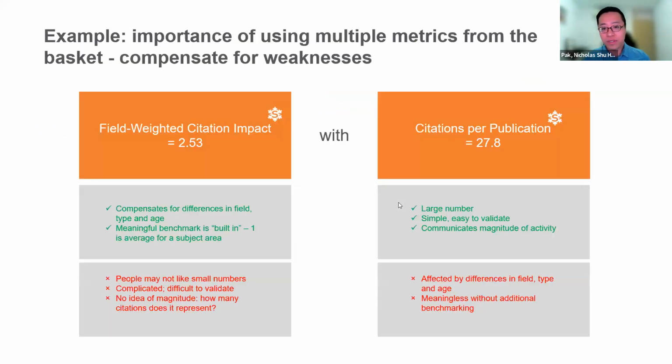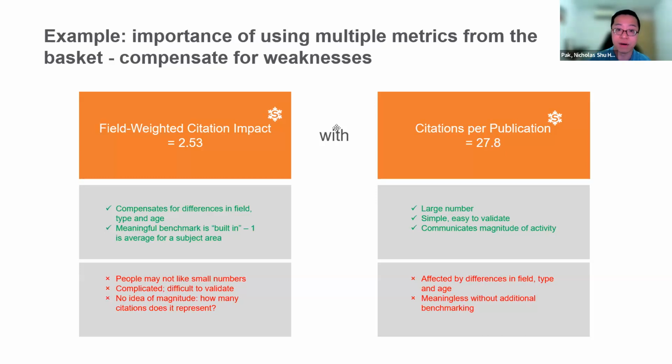The reason why we talk about our whole basket of metrics is that we want to contextualize metrics so that you have a better understanding of them. This is why we always talk about using multiple metrics, because we want to compensate for the weakness in one metric with the other. So we talk about field-weighted citation impact. It's one of my favorite metrics. It compensates for the differences in field, so you're able to contextualize it. It also compensates for differences in the type and the age of the publication itself. And there's a meaningful benchmark built in where 1 is the average for a subject area.